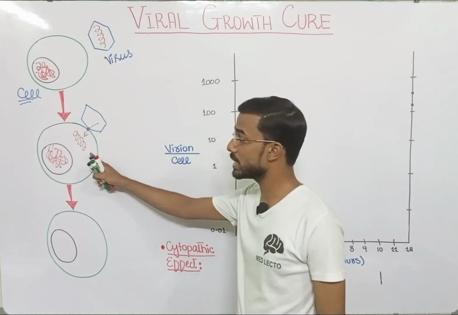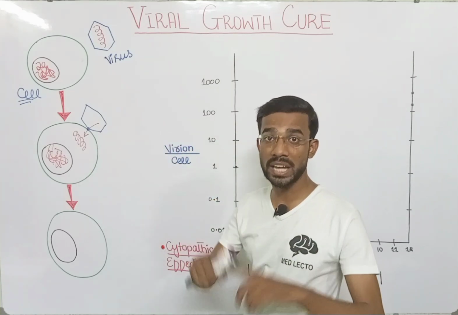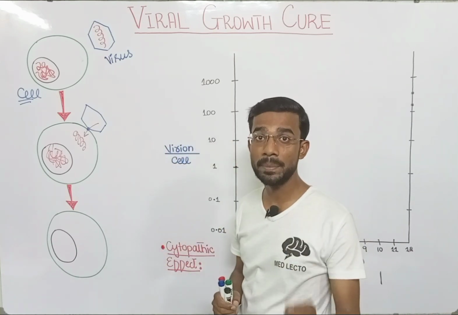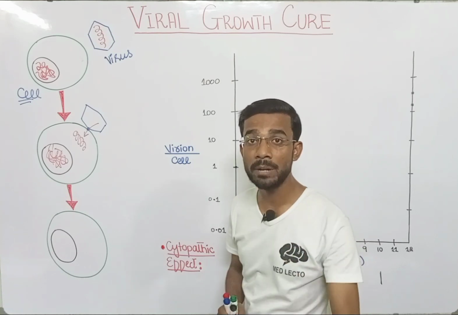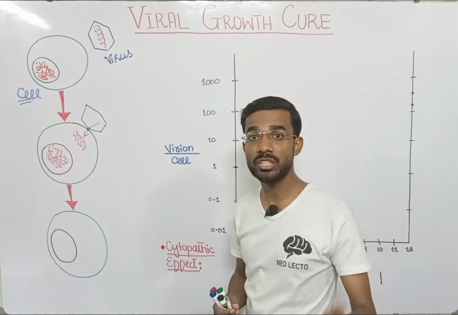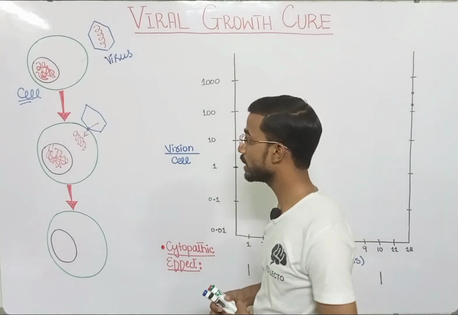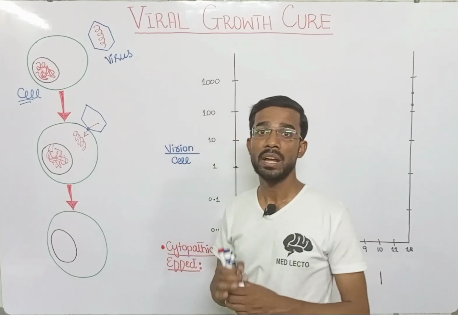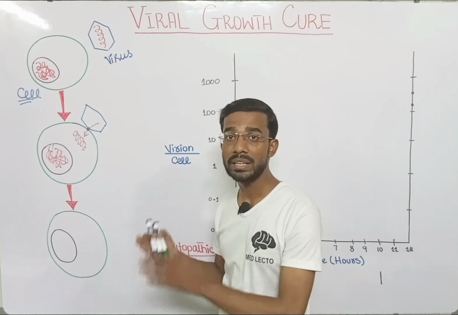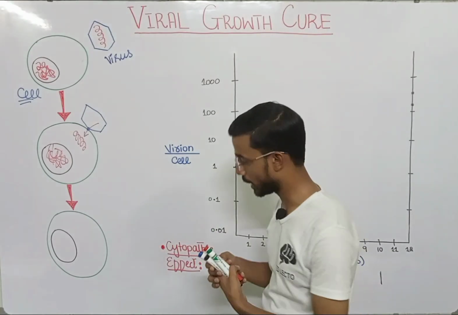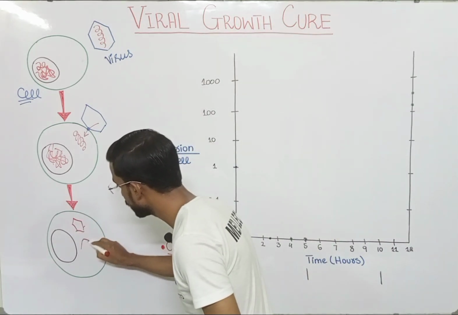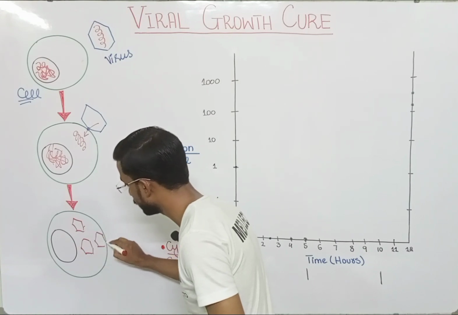After that, the genetic material of the virus will take over control of the cell, and the instructions will be given by the genetic material of the virus. And what message actually comes from the viral genetic material? It instructs the cell to make different proteins for the viruses. After that, you will see the formation of different viruses inside the cell.